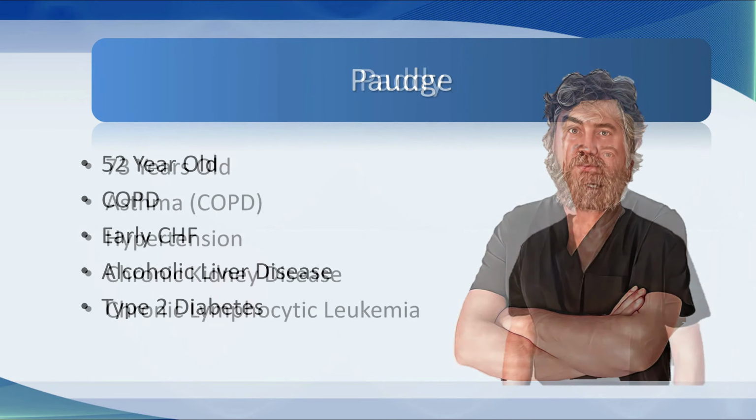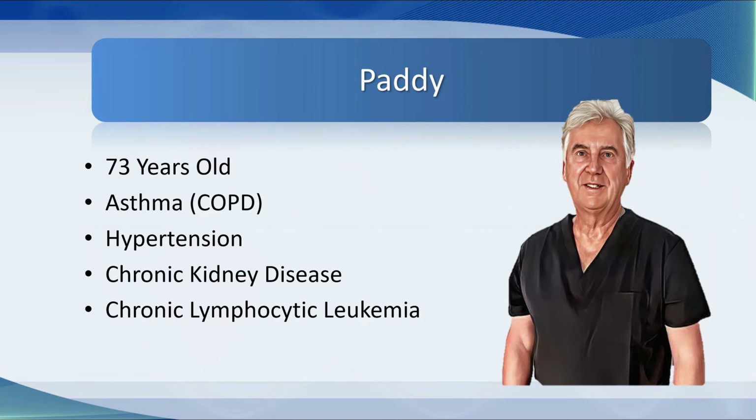And the grandfather, Paddy, is 73. He's had asthma all his life and has COPD now. He has hypertension, chronic kidney disease, and a recent history of chronic lymphocytic leukemia. Well, let's see what happens to each one of these people.